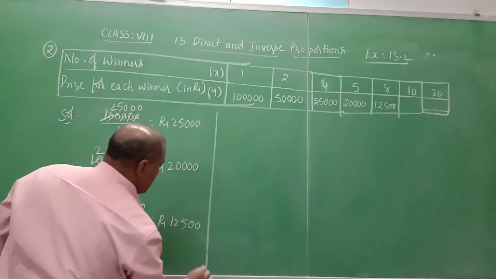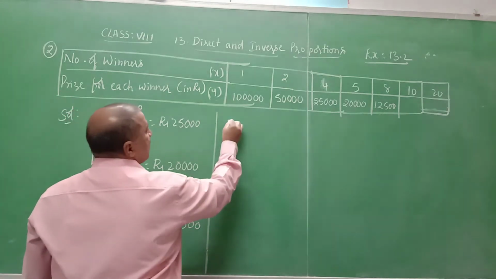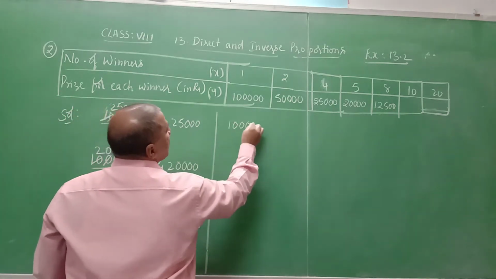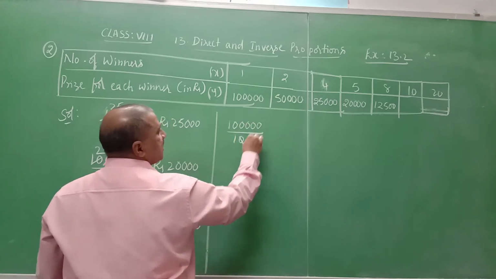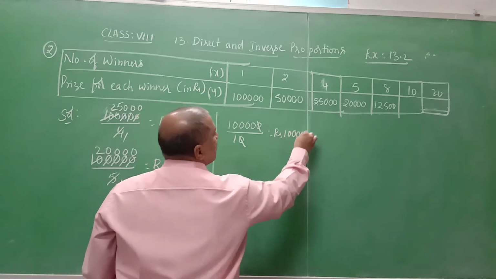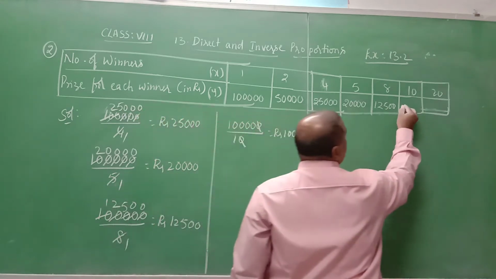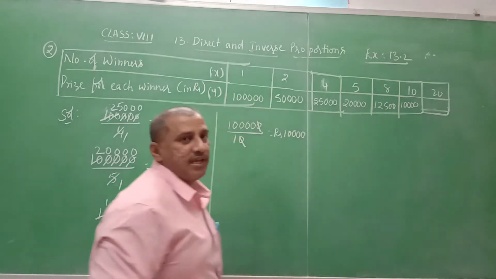Now you see here. If 10 prize winners are there, how much will each winner get? We will divide 1 lakh by 10. 0 and 0 are cancelled, so we get 10,000. So the prize money for 10 winners: each one will get 10,000 rupees.